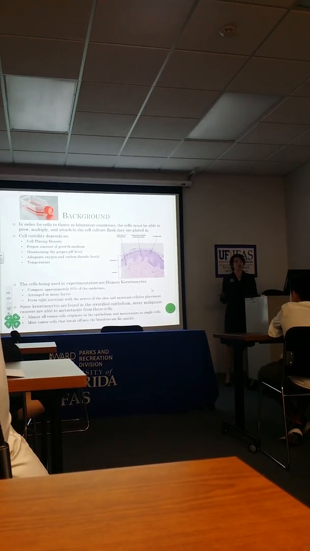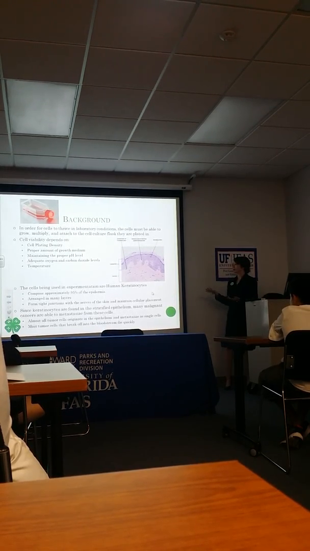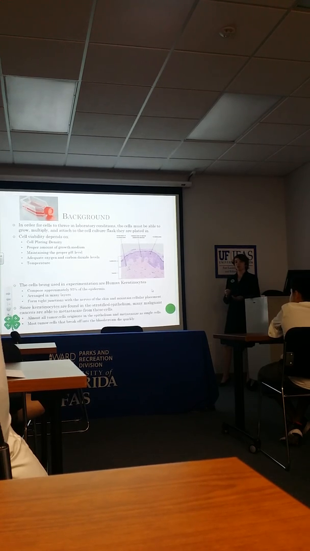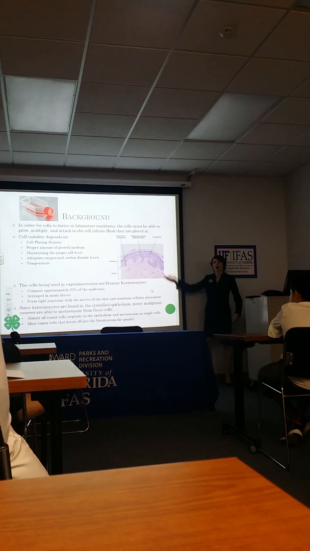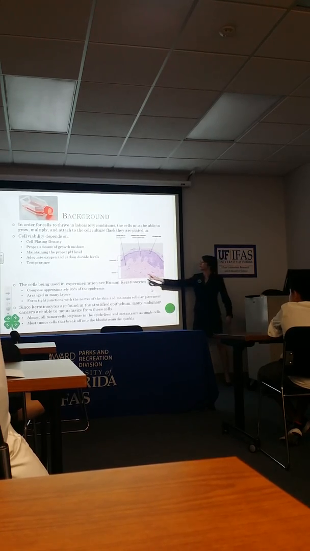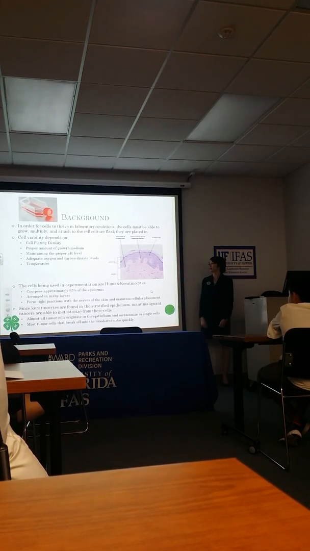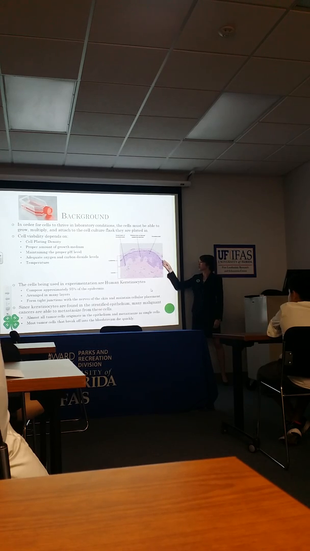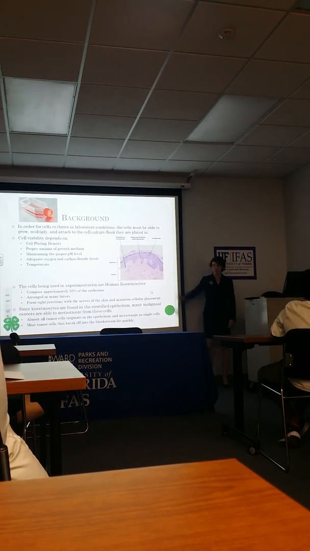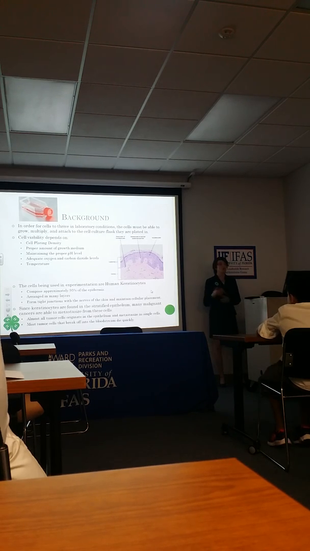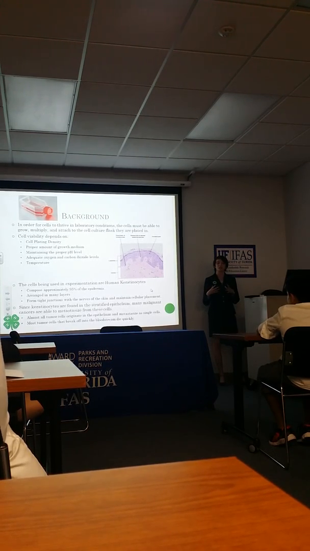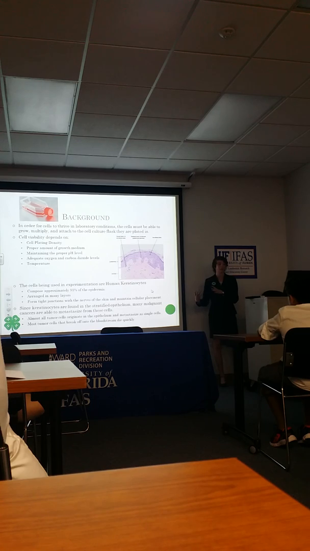The cells that I used in my experiment are human keratinocytes. Human keratinocytes are found in the epidermis and they compose approximately 95% of it. Here you see I have these cells pictured, and all of these purple cells you see here are human keratinocytes in the epidermis, and some are found in the dermis. These cells are arranged in many layers and they form tight junctions with the nerves of the skin and maintain cell placement so the skin can act as a cohesive layer.